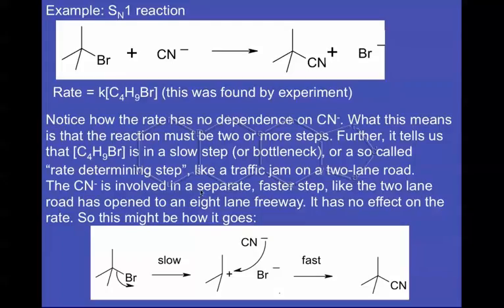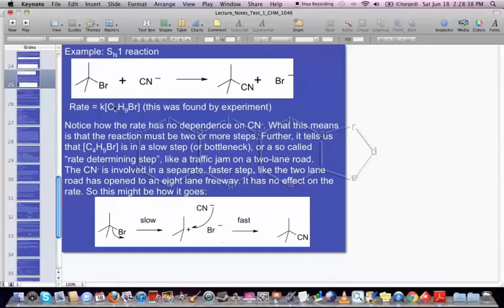So the kind of thing they came up with as an explanation for this was where they've got the C4H9Br having the Br leaving in some sort of slow step, and then the CN- attacking in some kind of faster step down the line. Now the whole point of this is that the rate equation is only going to tell you what's going on in the slow step, because the rate depends upon what's happening in the slow step. Let me give you some sort of explanation for that.